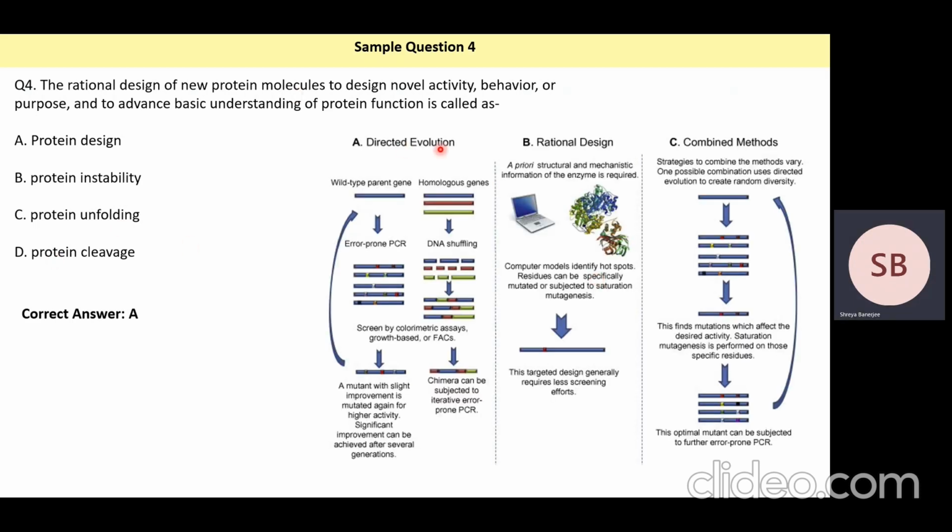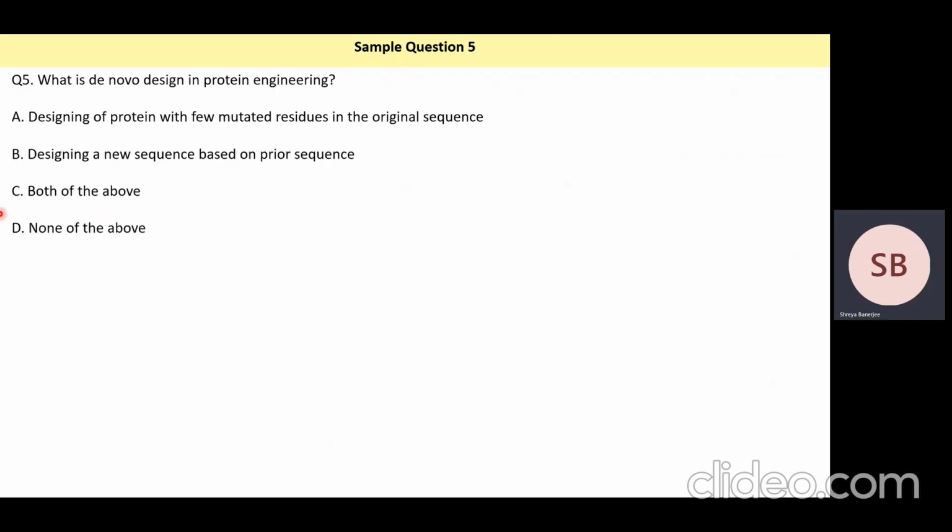So as you can see, protein design has three major types, which is directed evolution, rational design, and combined methods. And we have discussed all this in this presentation. And protein design clearly is used to design new protein molecules with new novel activity, behavior, and purpose. And designing of these new protein molecules can give us a better idea of protein structure function relationships. So the correct answer is A. The next question is, what is de novo in protein engineering?